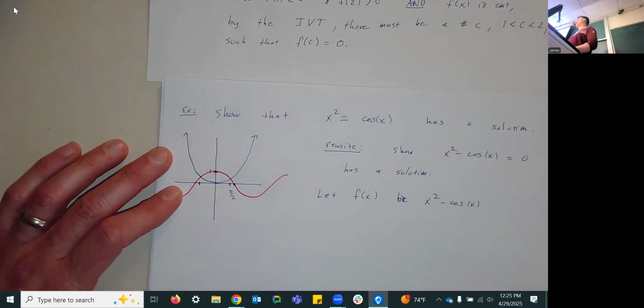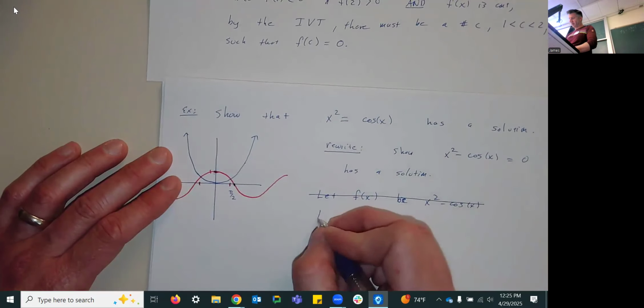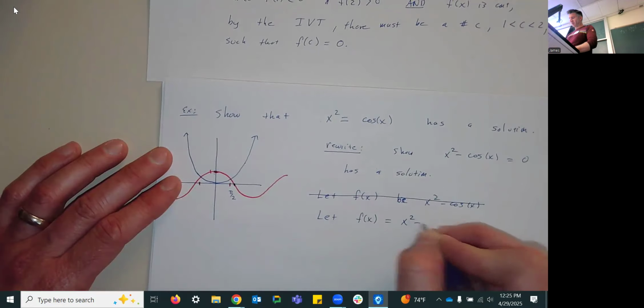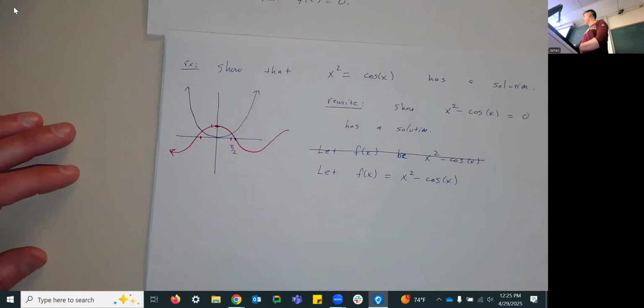That is not how you ever write that. Well, let me try that again. Here's the smarter way to write that. Let f of x equal x squared minus cosine of x. That is the normalish way of doing that, not what I wrote before.